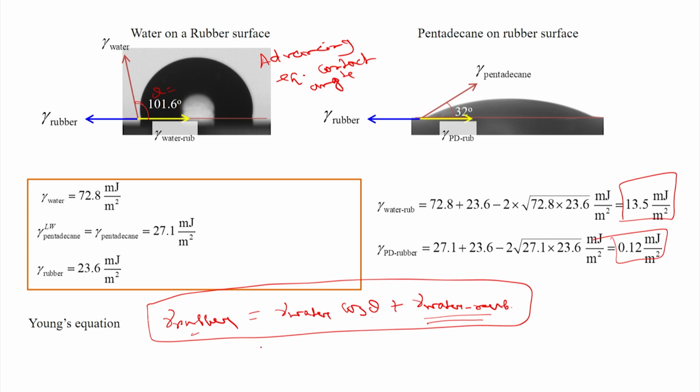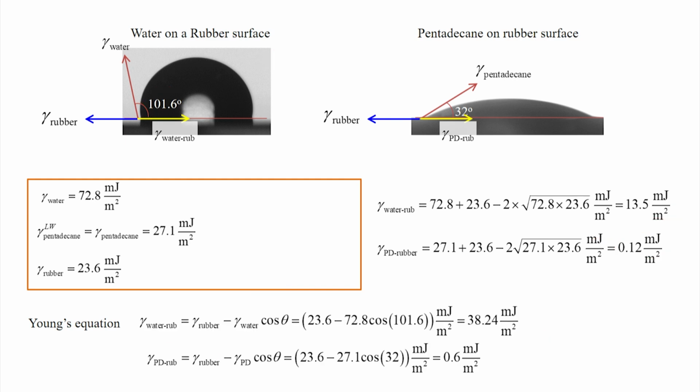So, I have to put in the numbers. Let us say it is 72.8, and then cos of 101.6 here, plus this is gamma rubber, which is 23.6, and this is gamma water rubber, the interfacial energy between water and rubber. This value we can calculate and it comes out to be 38.24. So, where is 38 and where is 13.5? If I do the same exercise for pentadecane and rubber, I will get about 0.6 millijoule per meter square, which is even higher than 0.12.